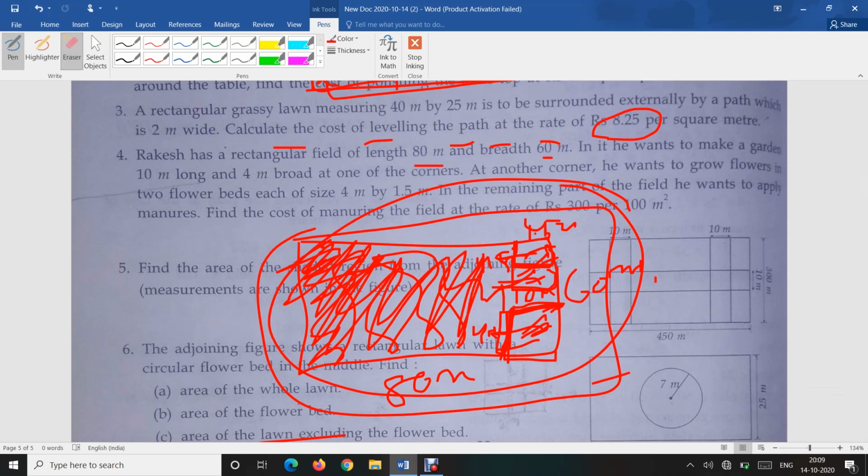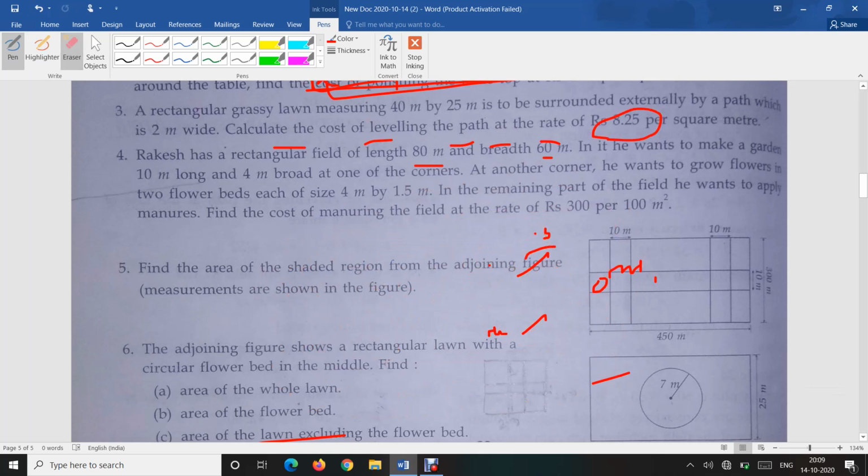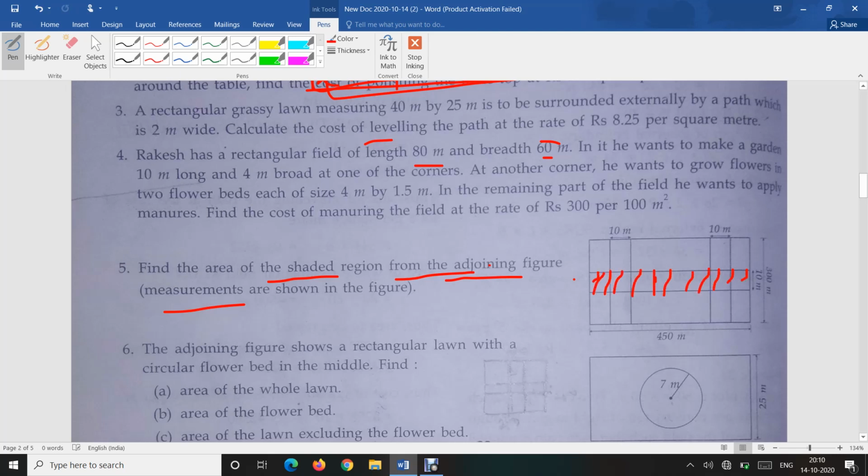Before that, let us erase that so that we can read the question easily without any obstacle. So the question number 5 is saying that find the area of the shaded region from the adjoining figure. Measurements are also shown in the figure. See, this is not clear in this image, but when you see this in your book, then you find that you have to find out the area of this portion.